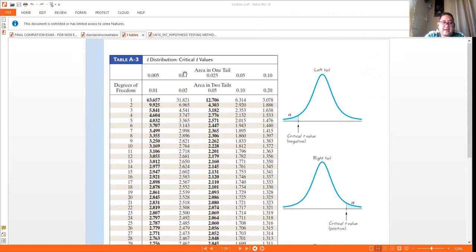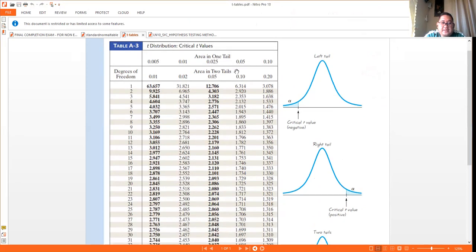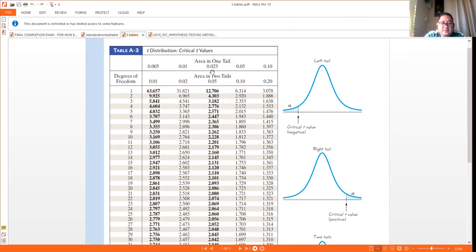Where do we look for alpha? The value of alpha is in this portion: area in one tail and area in two tails. Since it says right-tailed, we are only using one tail. Whatever we read here, if it is right-tailed, the value is positive. If it is left-tailed, the value is negative.